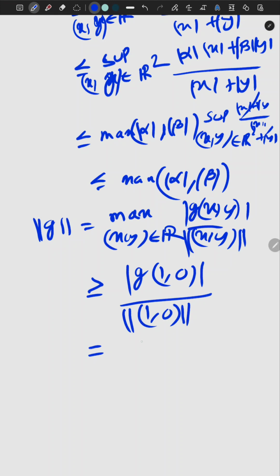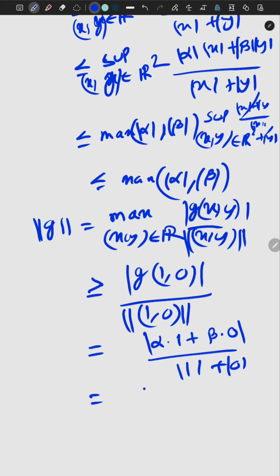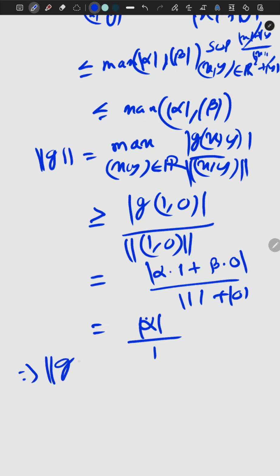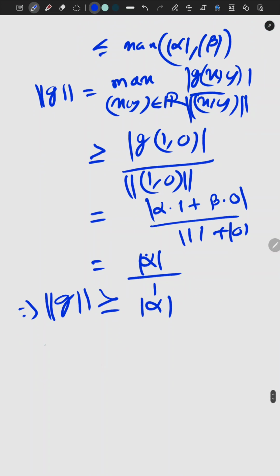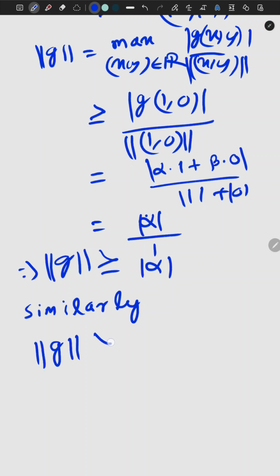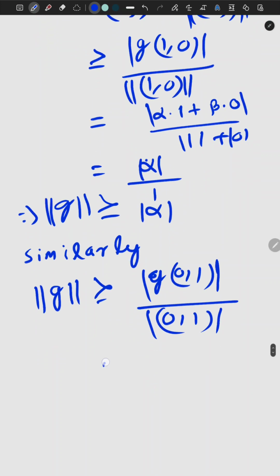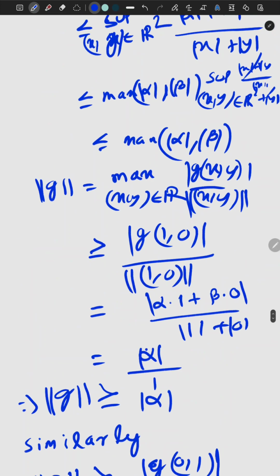If you calculate this, what will we get? g(1, 0) is α times 1 plus β times 0, divided by |1| + |0|. So it gives the modulus, |α| divided by 1. So we got the g norm greater than or equal to |α|. Similarly, the g norm is greater than or equal to |g(0, 1)| divided by the norm of (0, 1). From this we get that it is greater than or equal to |β|, and we denote it star and double star.